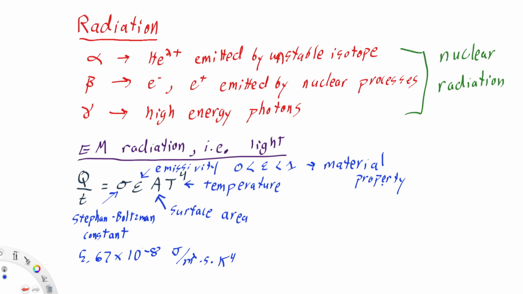But this is why, for example, if you have an object and you just leave it out in an area, it's going to become the same temperature as its surroundings, even if there's no air.